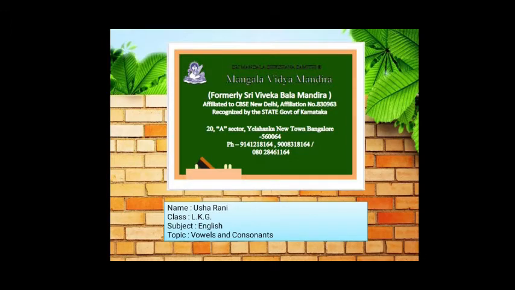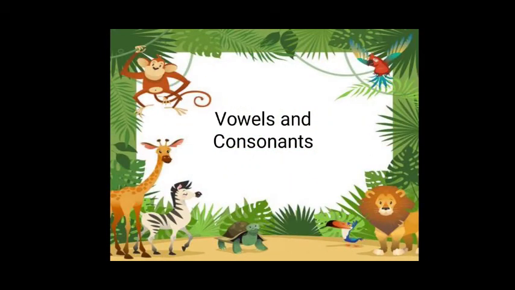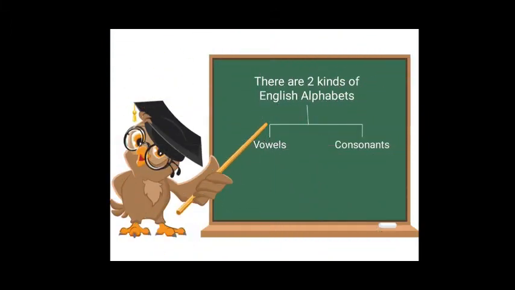Now I am going to teach you one new topic, that is vowels and consonants. Which topic, children? Vowels and consonants. There are two kinds of English alphabets, vowels and consonants.